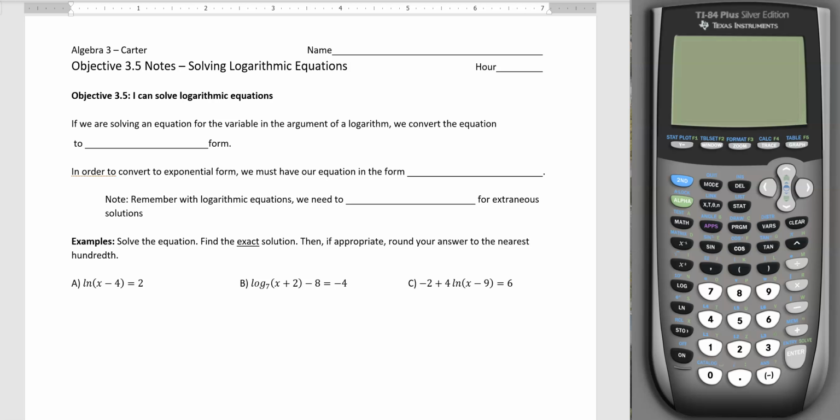Hello, and welcome to our Objective 3.5 notes on solving logarithmic equations. Objective 3.5 says I can solve logarithmic equations, and that is what we're going to do today.